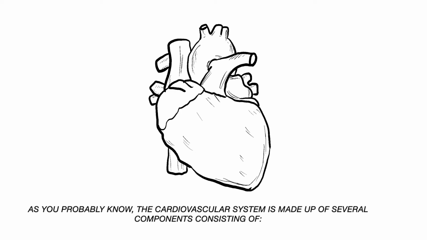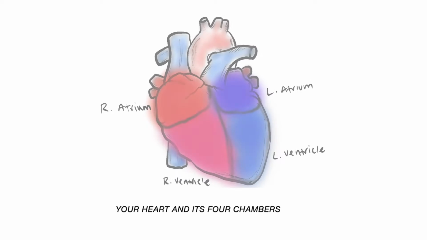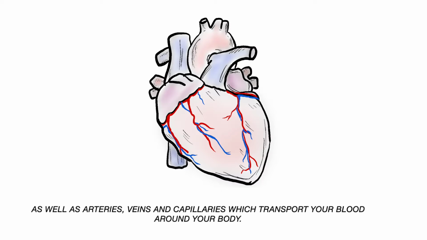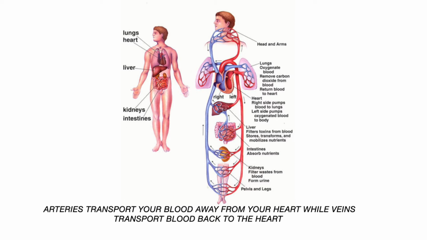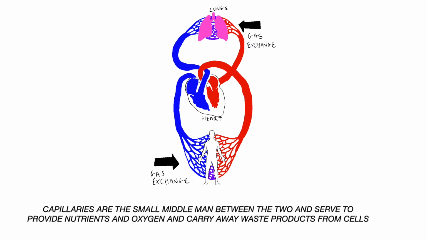As you probably know, the cardiovascular system is made up of several components consisting of your heart and its 4 chambers, as well as arteries, veins, and capillaries, which transport your blood around your body. Arteries transport your blood away from the heart, while veins transport blood back to the heart. Capillaries are the small middlemen between the two and serve to provide nutrients and oxygen and carry away waste products from cells.